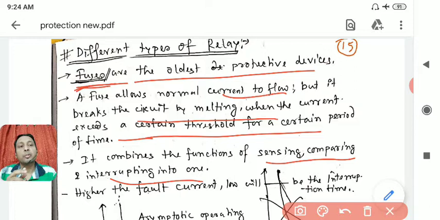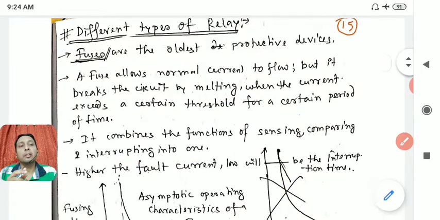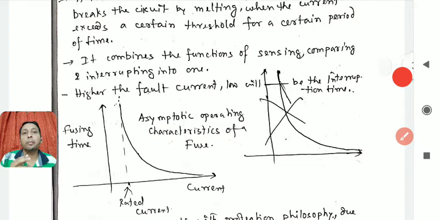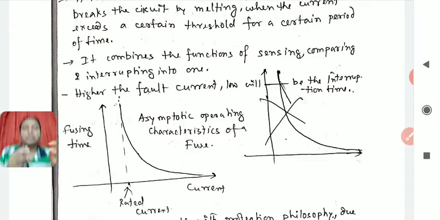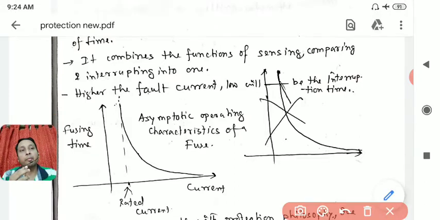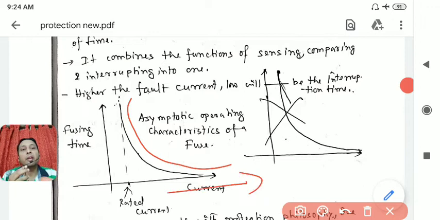So in a fuse, what is our natural thinking? What should be the fusing time with respect to current? As the current increases, suppose through a 5 ampere fuse you are flowing 10 ampere current, then that is the time it takes to melt. If you pass 100 ampere, it will melt very fast. So you can see the curve. This is the curve, an asymptotic curve. If you increase current, your fusing time is decreasing. You are going more this side and it is reducing.